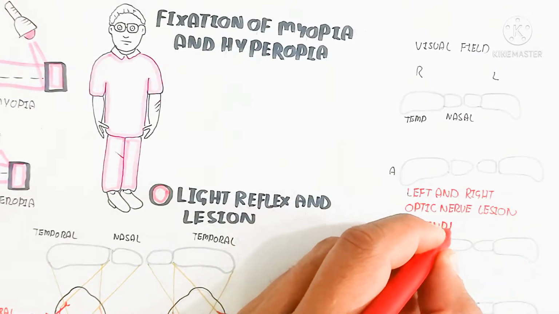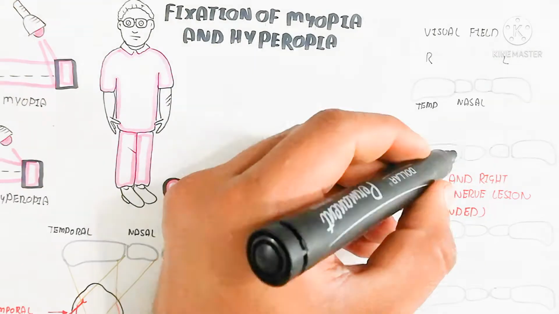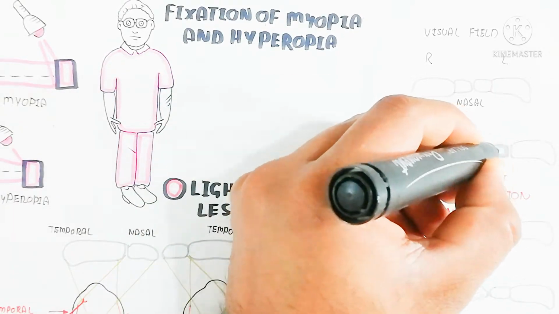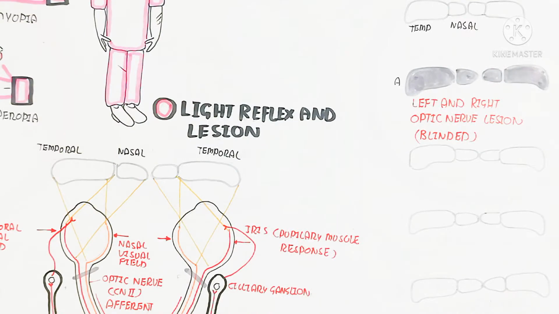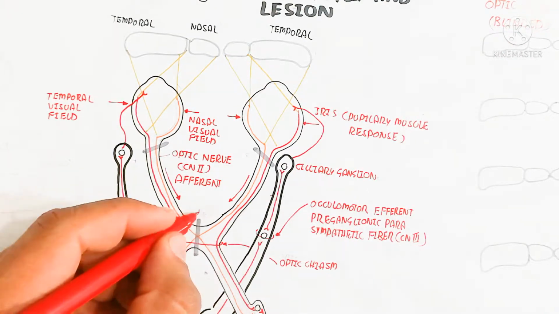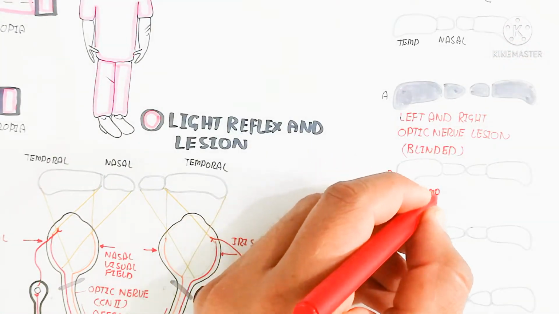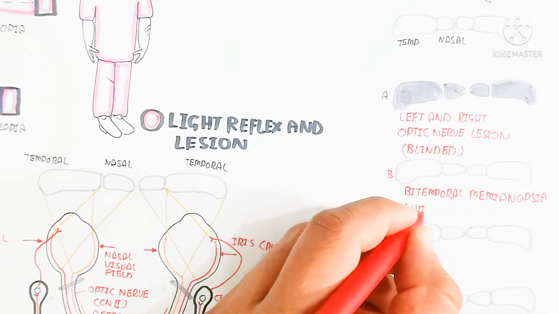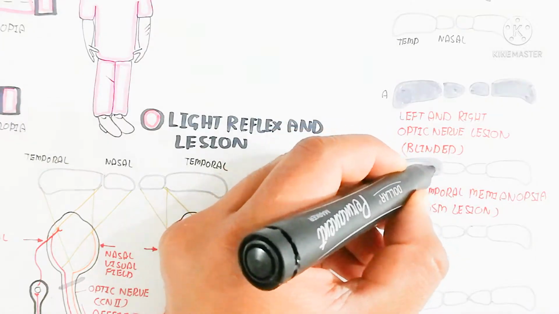While the second one, here I am drawing the B region, is the bitemporal hemianopsia or chiasm lesion. So the chiasm lesion will lead to both temporal vision fields being blind. So the nasal field can be possible.